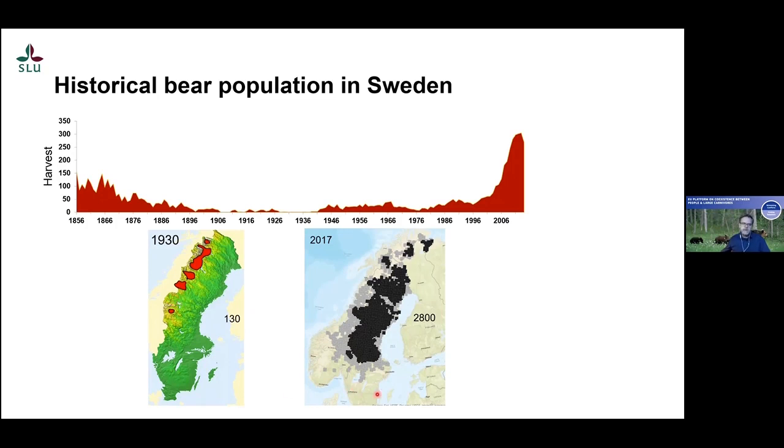The population slowly grew, and today we have a distribution in about two-thirds of Sweden. The dark area here is the same as John was talking about before. It's the reproductive part of the population, and the gray ones are more sporadic occurrences. Today's population is about 2,700 to 2,800 individuals in Sweden. For most of the slides, I will also show bears in Norway, since we are sharing some of the same monitoring system and databases. But I will mainly talk about the Swedish part of the population.